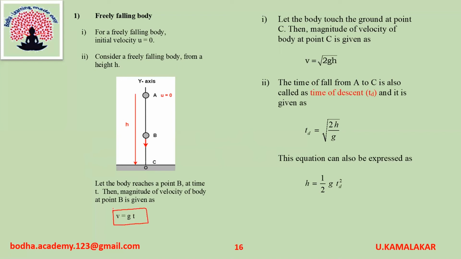Let the body touch the ground at point C. Then the magnitude of velocity of the body at point C is given as v = √(2gh). The time of fall from A to C is called the time of descent and it is given as time of descent = √(2h/g). This equation can also be expressed as h = ½gt².